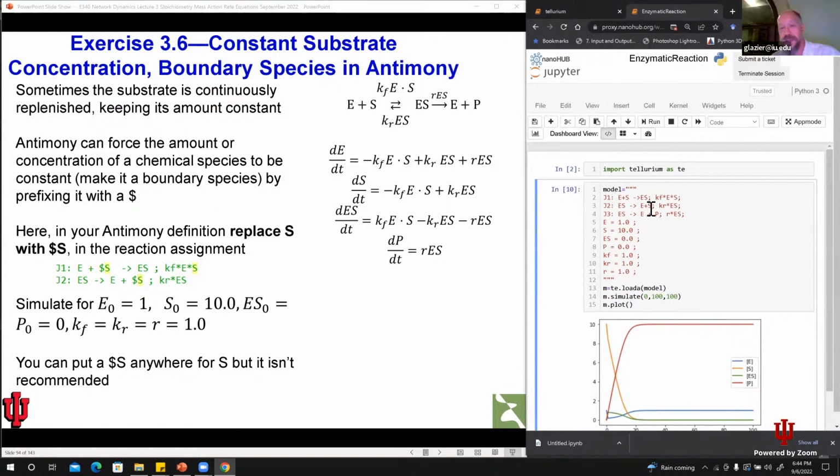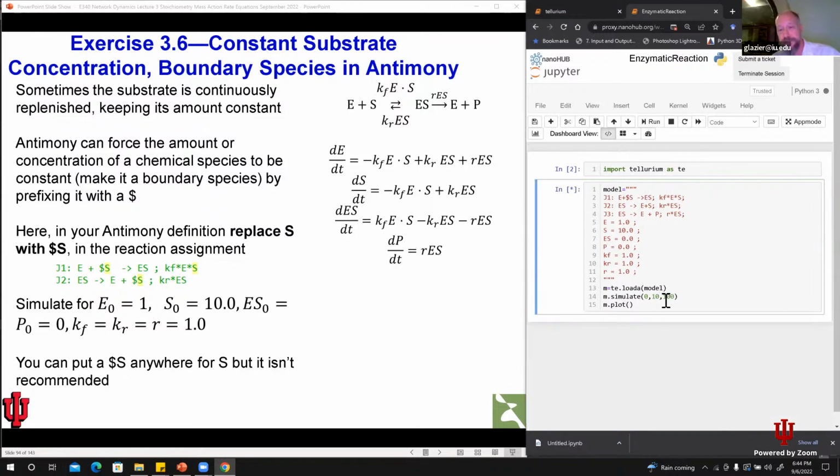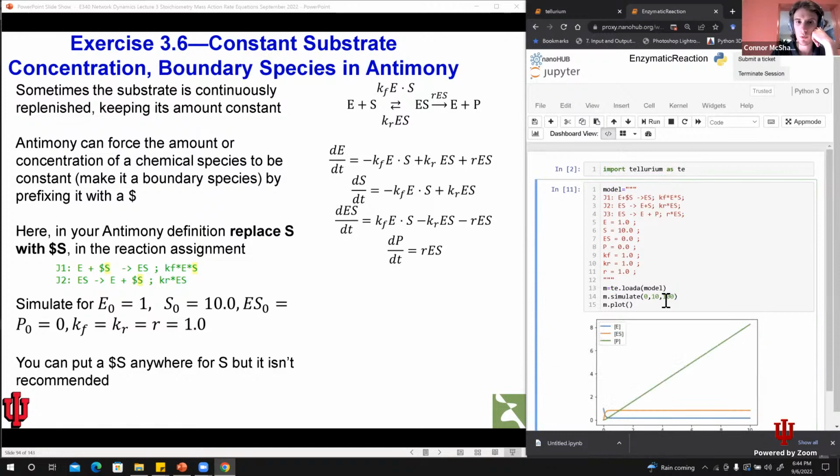Now I'm going to say that I have a fixed amount of substrate. And I do that by putting a $ here. And let's see what happens. Is there a way, the same way that we will reference like m.r to change it outside of the core model string, is there a way to change it from outside the model string to being a fixed species, or do we have to change that from within the string?